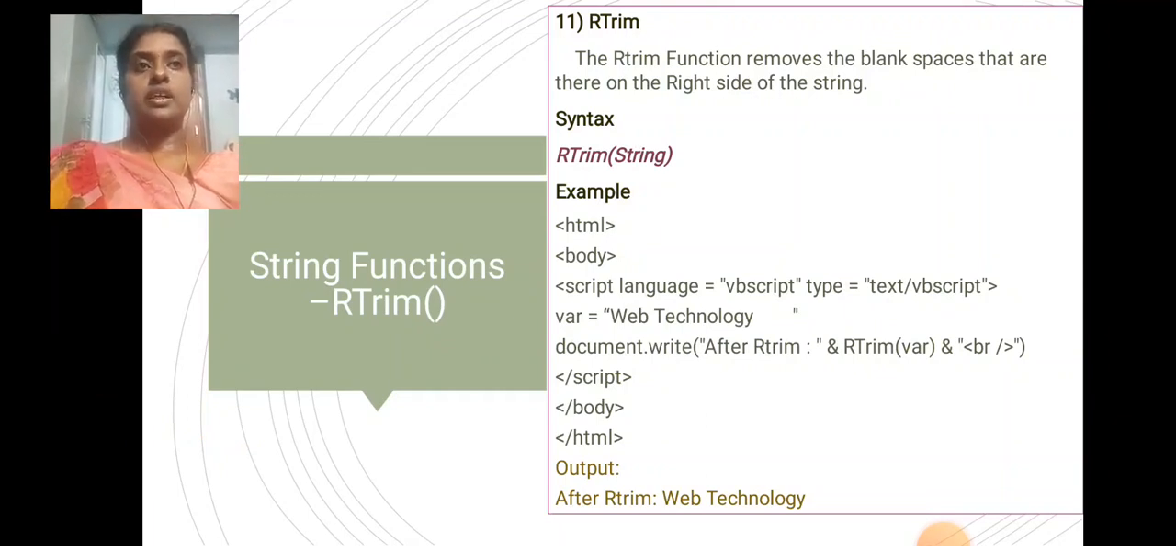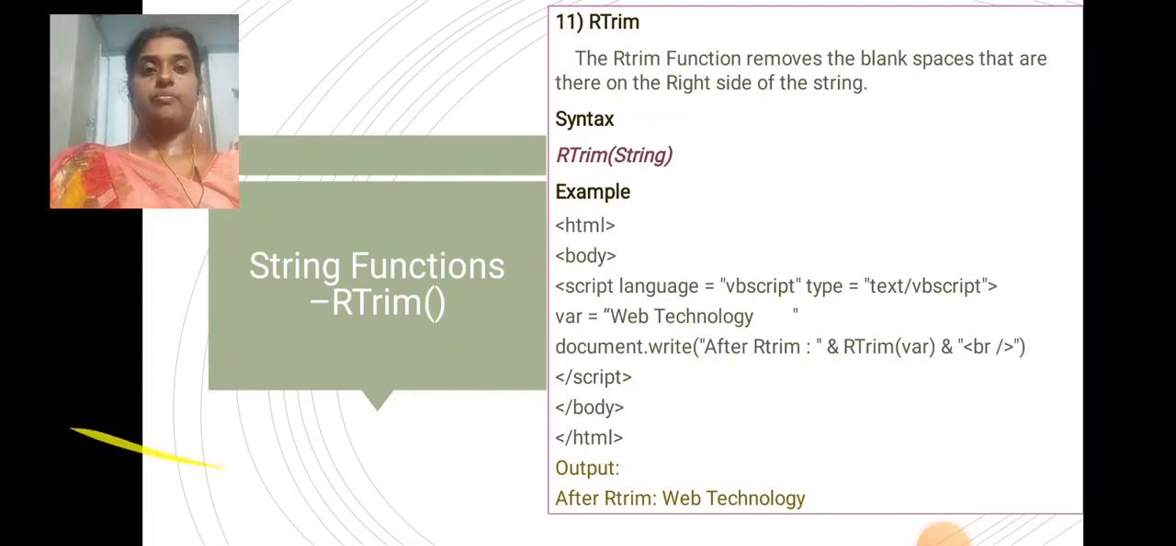This is used to remove the blank spaces present at the right side of the string, that is, the trailing end of your string. And this is also going to take a single argument, a single parameter. In the example, I have where is equal to web technology with some trailing blank spaces. So, you have to pass that where into your trim function. This will help you to remove the trailing spaces. So, the result will be web technology without any spaces at the end of the string.